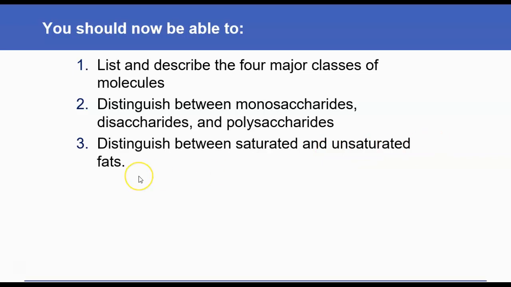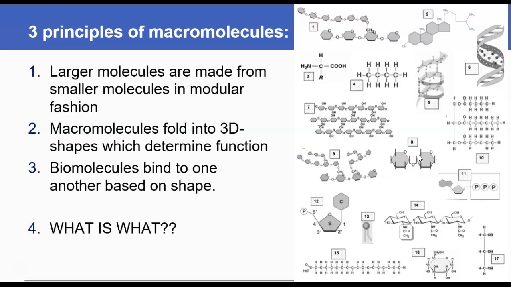Saturated and unsaturated fats is all about the hydrogen bonds in those fatty acid tails. If they're full of hydrogens, no double bonds, that's going to be saturated. Unsaturated contains a double bond, contains a kink, assuming it's a cis or naturally forming unsaturated fat.